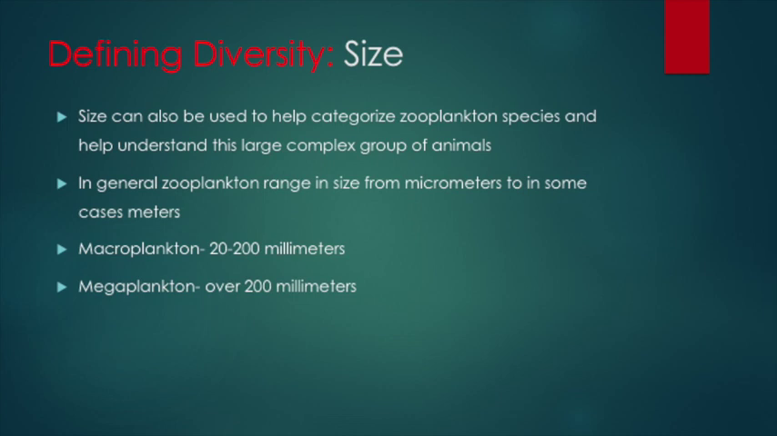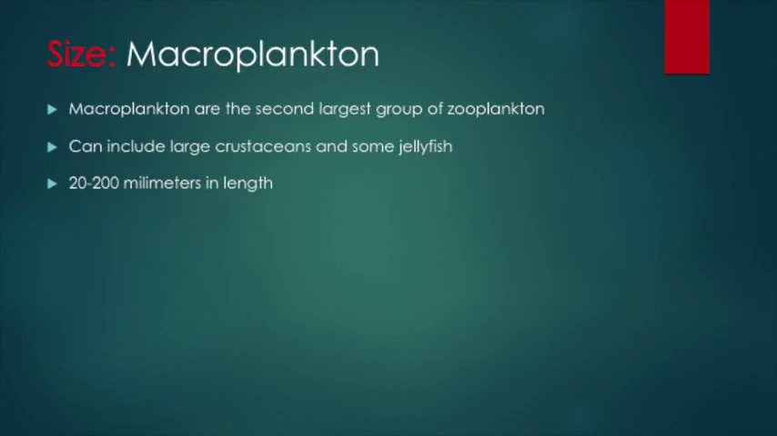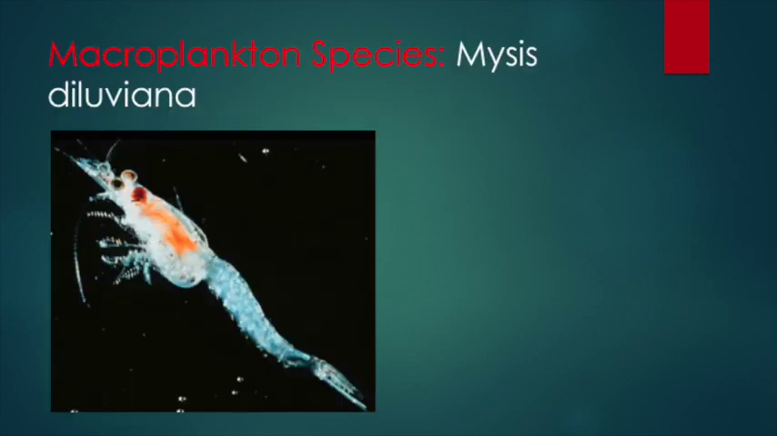One being macroplankton, which range in size from 20 to about 200 millimeters, and megaplankton, which are any zooplankton species that are over 200 millimeters. So the first group we're going to look at are the macroplankton. Those range from 20 to 200 millimeters in length and can include some large crustaceans and some jellyfish also. It's also the second largest group of zooplankton, right under megaplankton, which we will talk about next.